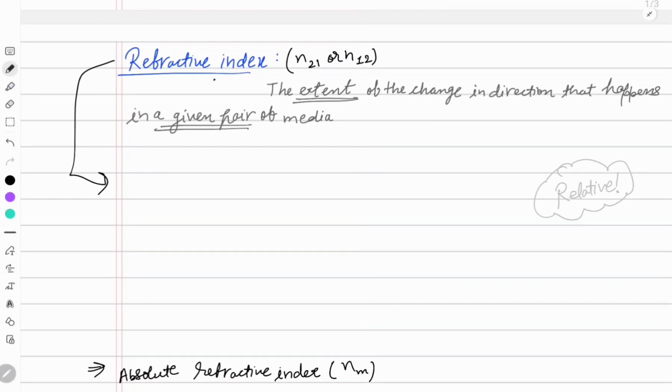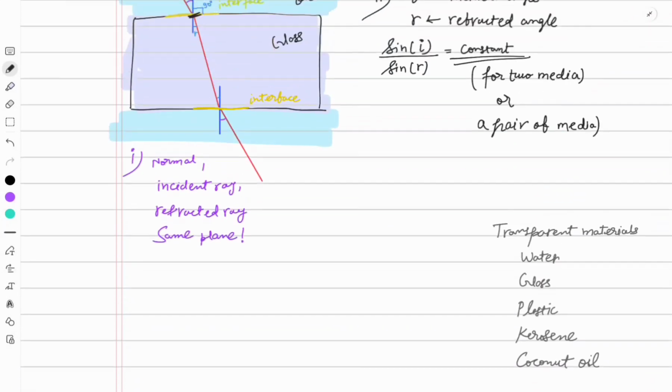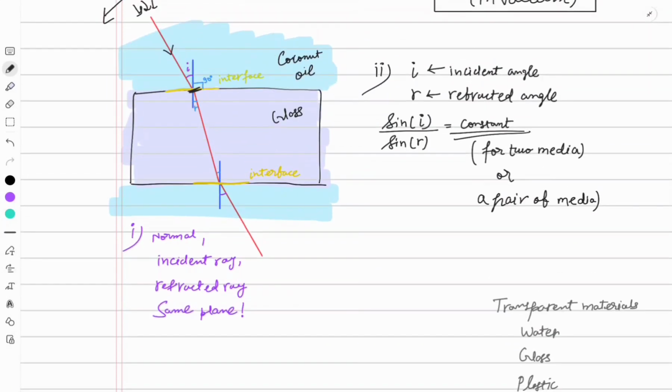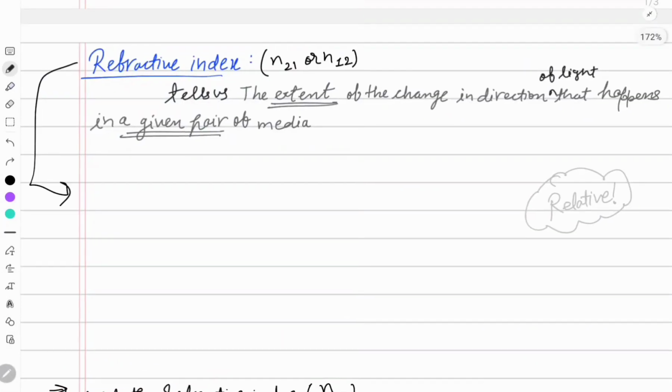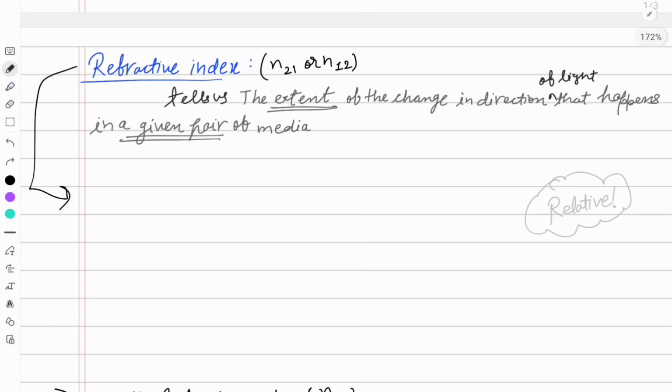Refractive index basically tells us the extent of the change in direction that happens in a given pair of media. And the change in direction of light, I should have written of light, right? So how much will it bend? That's the question that we are trying to answer. How much will it bend? Will it bend this much? Will it bend this much? Okay. So this refractive index tells us how much will it bend.